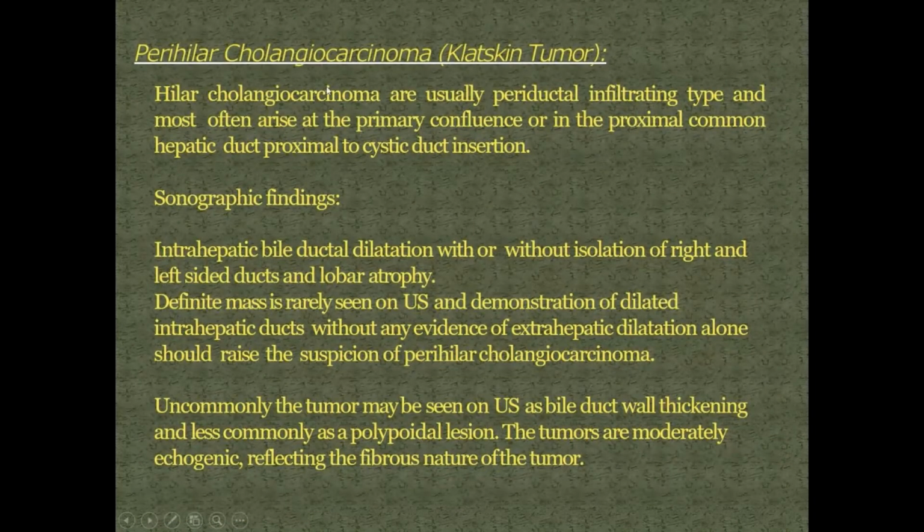Perihilar cholangiocarcinomas, also known as Klatskin tumors, are usually the periductal infiltrating type and normally arise at the primary confluence or in the proximal common hepatic duct, which is proximal to the cystic duct. And these are very difficult to pick up. On sonography, usually the only thing we see is intrahepatic dilated ducts, with or without isolation of right and left sided ducts, and lobar atrophy. A definite mass is rarely seen, and if we see intrahepatic isolated bile duct dilatation without evidence of extrahepatic dilatation, then this should raise the suspicion for perihilar cholangiocarcinoma and warrant MRI with MRCP.